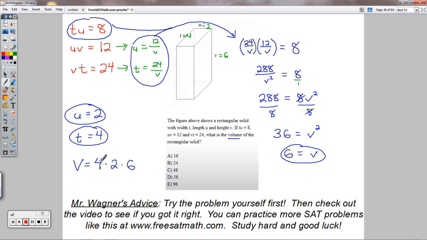The order you multiply these 3 numbers in doesn't really matter. You've got 4 times 2 is 8, and 8 times 6 is 48. No units given, so I can just leave the units out. Final answer, choice C.